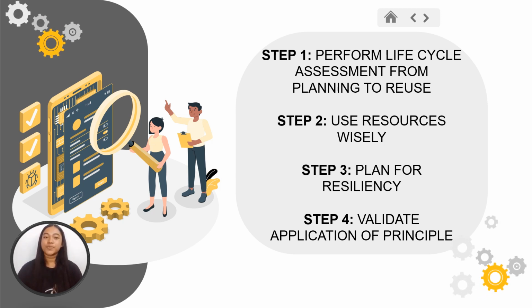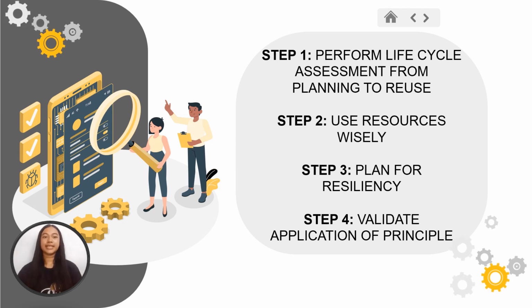Step 2. Use resources wisely. This step emphasizes the efficient use of resources. It involves practices such as reducing waste, recycling materials, and optimizing energy consumption. By adopting sustainable resource management, organizations can contribute to environmental conservation and often realize cost savings.